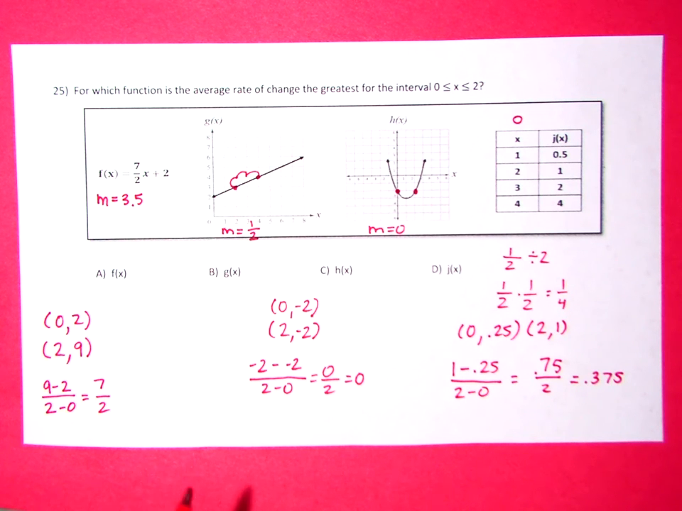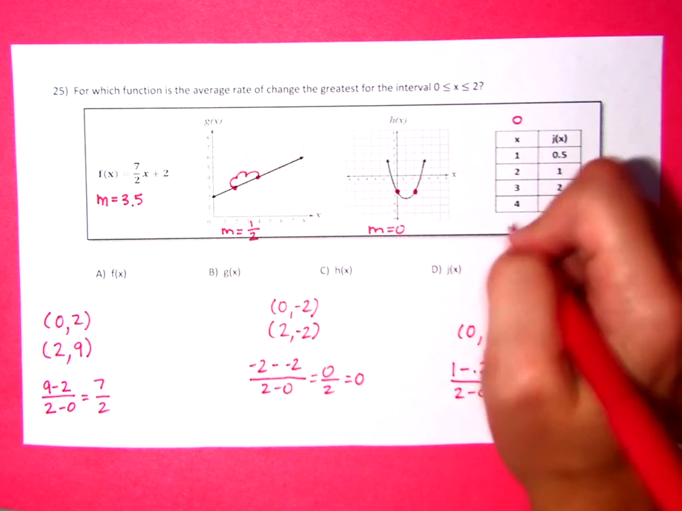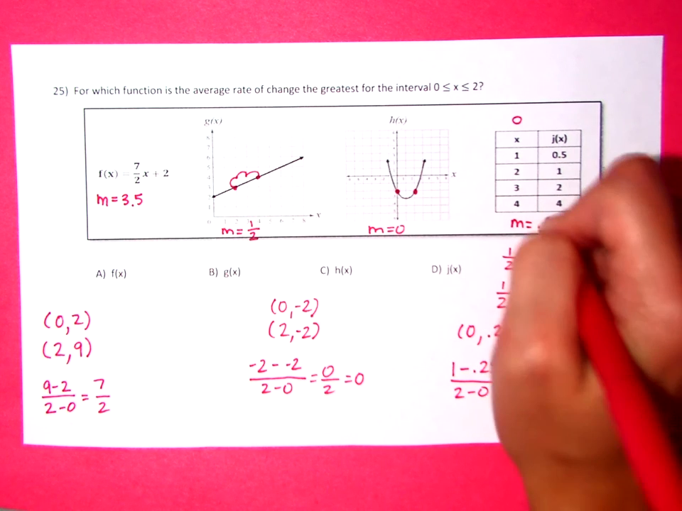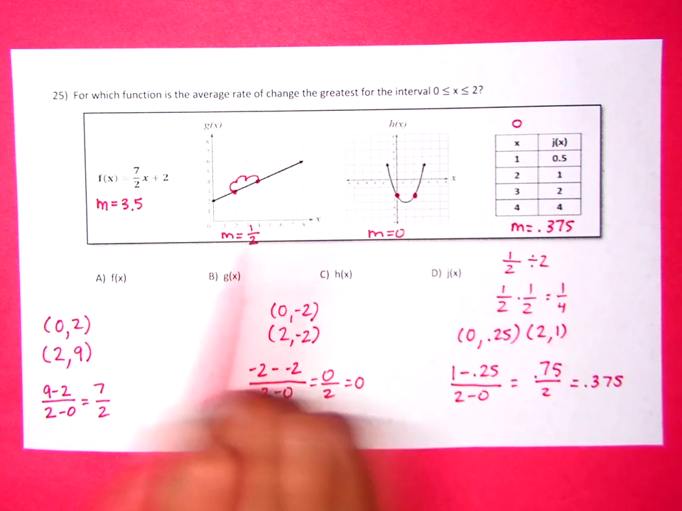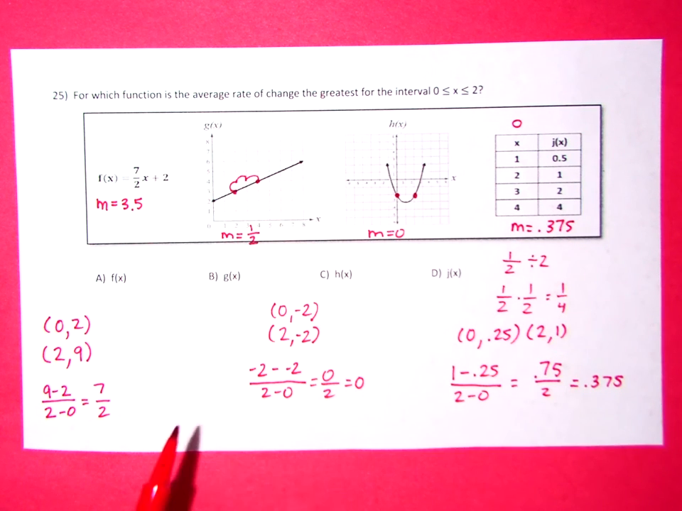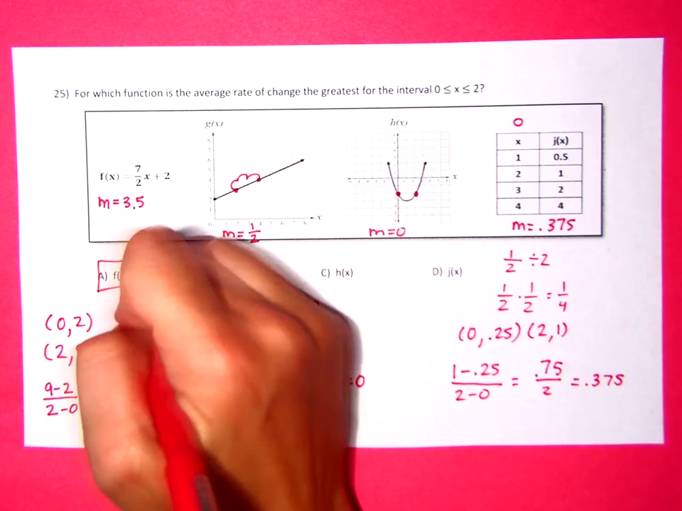So the question said, for which function is the average rate of change the greatest on the interval of 0 is less than or equal to x, which is less than or equal to 2. Well, let's plug this last one in here. We're looking for the greatest. 3.5 is greater than 1/2, 0, and 0.375, which means it has to be f of x.